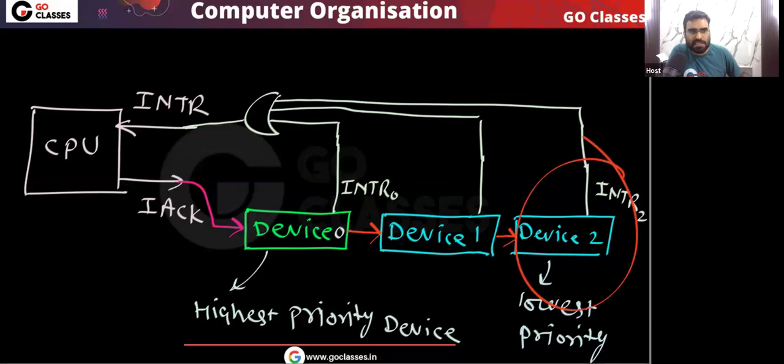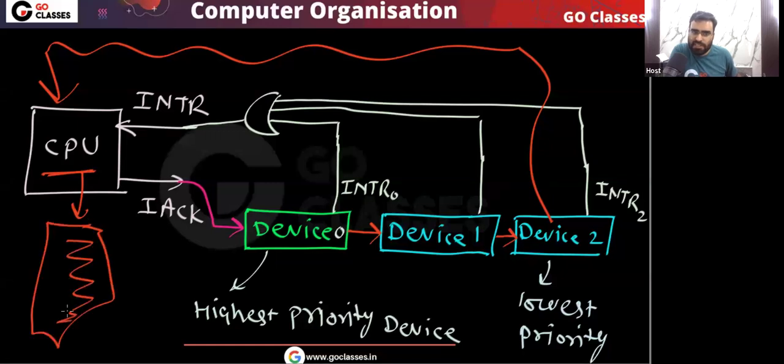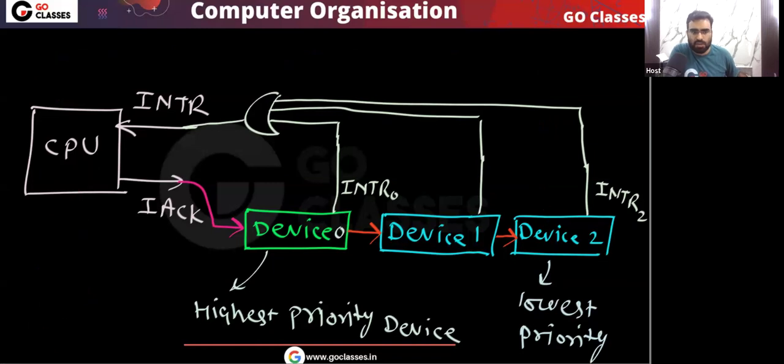If this device has interrupted, then what will happen? This device will send its interrupt vector, or I can say interrupt number, to the CPU. The CPU will find the interrupt number, and then the CPU will find the ISR address for this device D2, and then it will run the ISR for device D2. So that's it. Very simple. So this is the simple idea.